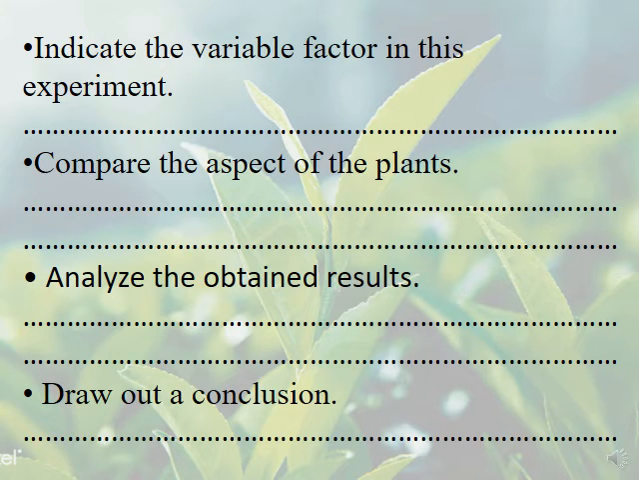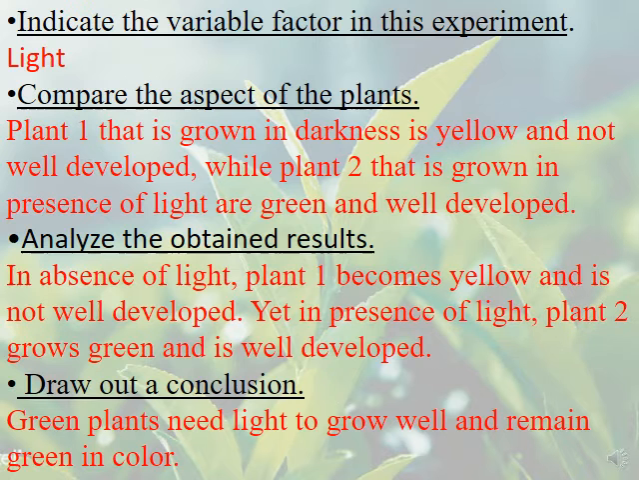The variable factor in this experiment, comparing the aspects, analysis, drawing a conclusion. So the variable factor is the light. It's present in plant 2 and not in plant 1. Compare the aspects. Plant 1 that is grown in darkness without the sunlight is yellow and not well developed, while plant 2 that is grown in the presence of light was green and well developed.